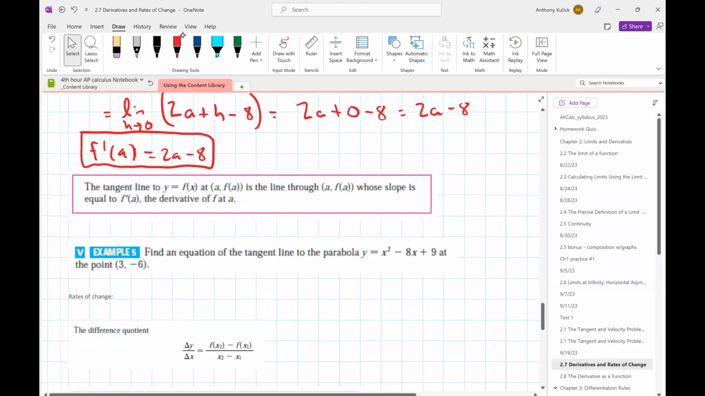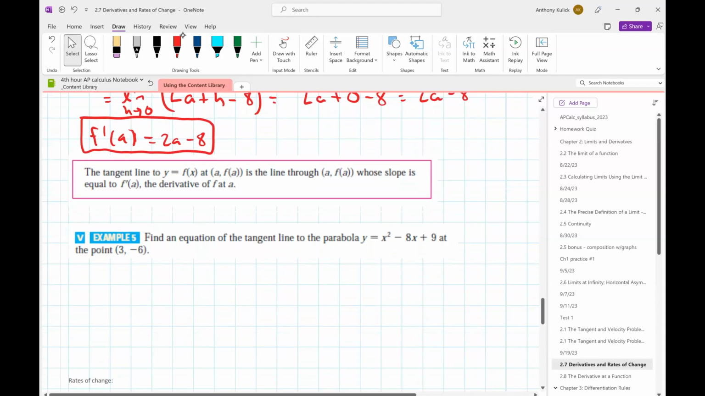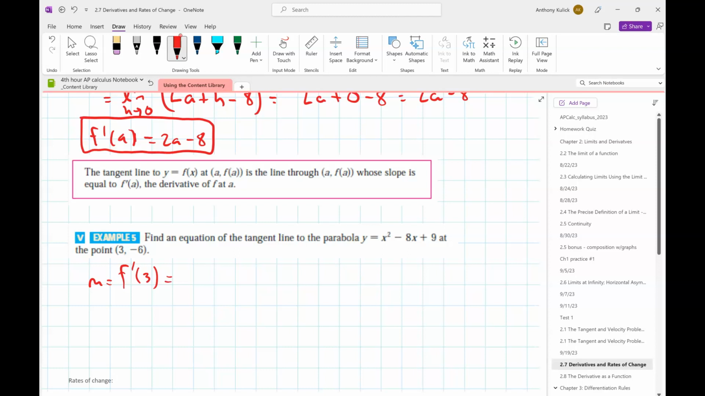So if I wanted to find the equation of the tangent line to that same parabola we just looked at through the point 3, negative 6, the slope of that tangent line is just going to be f prime of 3, right? Because my parabola here is the same as my f of x from before, I can just use the derivative from the previous example.